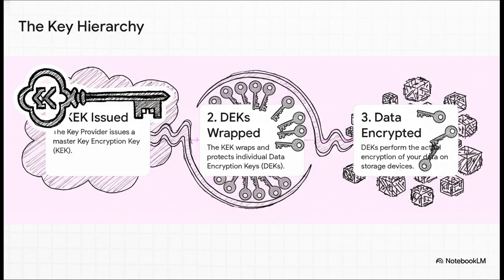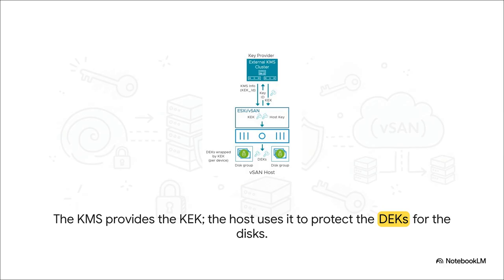Then, for the actual data, vSAN creates a whole bunch of individual data encryption keys, or DEKs. These little guys do all the heavy lifting of scrambling your data. The KEK's only job is to encrypt, or wrap, all of those DEKs to keep them secure. And what I love about this slide is how it visualizes that whole flow. You can see the external key provider passes that master key, the KEK, down to the ESXi host. The host then uses that KEK to safely manage all the DEKs, which in turn are used to lock and unlock the actual data sitting on the disks. It's a really elegant two-tiered system.